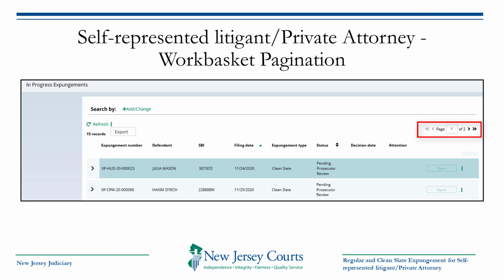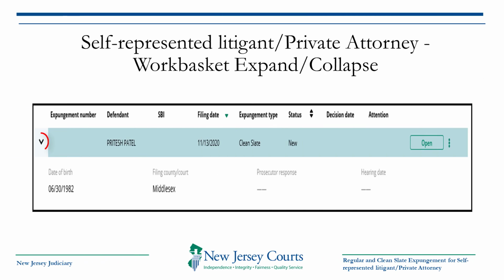Click the twisty to expand the petition information for a defendant to view more details such as date of birth, filing county court, prosecutor response, or hearing date. When no value is returned, 2 dashes will be displayed. Click the twisty again to collapse the petition information.